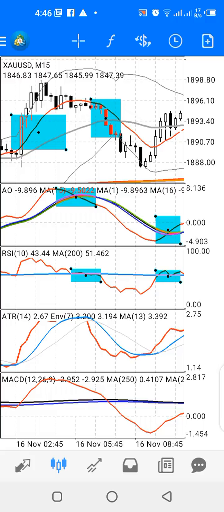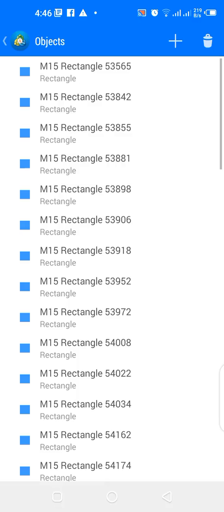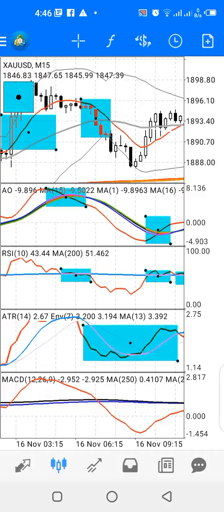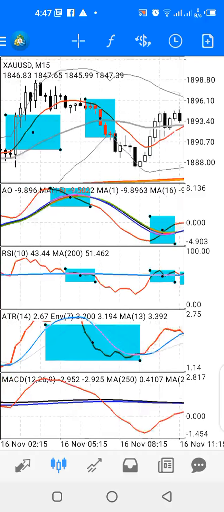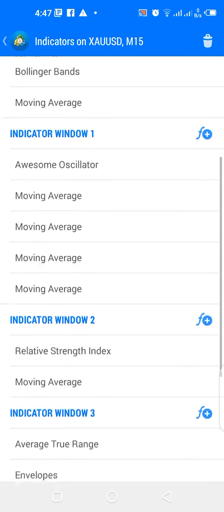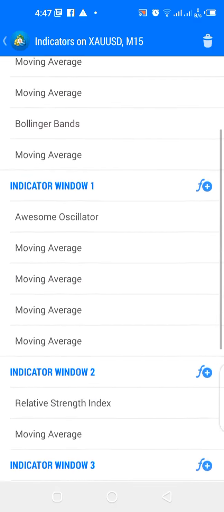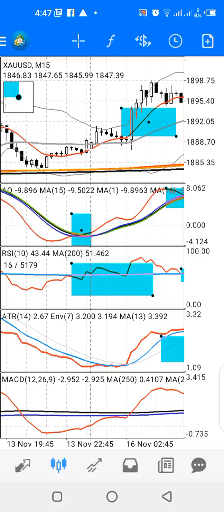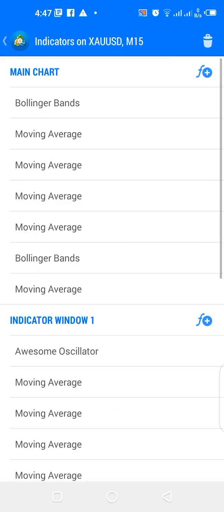Now let's look at indicator window 3. This is indicator window 3. Let's look at the settings. Okay, I've not given the settings for indicator window 2. Let's look at the settings for indicator window 2 before I go to indicator window 3.